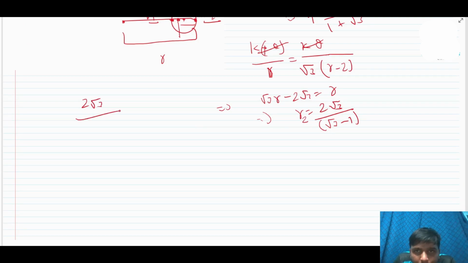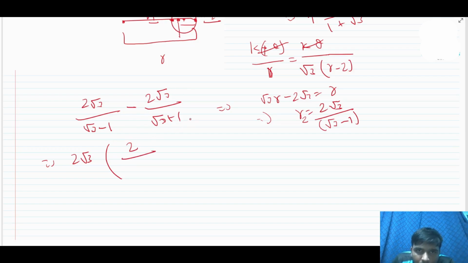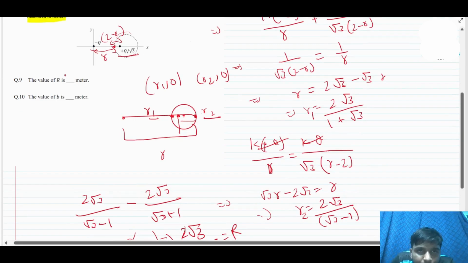2 root 3 by root 3 minus 1 minus 2 root 3 by root 3 plus 1. Taking 2 root 3 common, 1 by root 3 minus 1 minus 1 by root 3 plus 1. So it is nothing but 2 over 3 minus 1, which is 2. I hope I am doing the correct calculations. Yes, it should be 2, and 3 minus 1 is nothing but 2. So 2 cancels. So 2 root 3 is the diameter, guys. If we divide it by 2, this is nothing but our radius, which is root 3, or in decimal form it is 1.73.